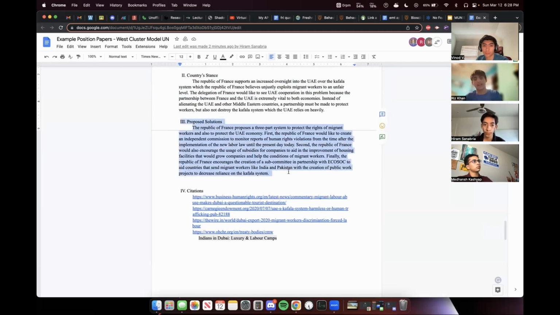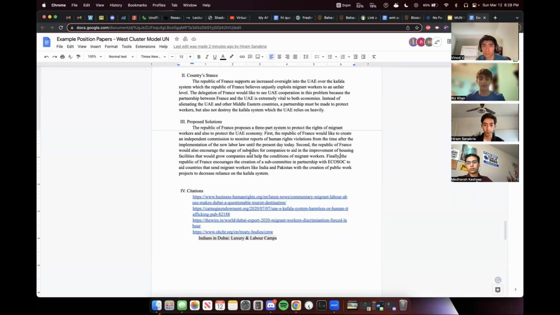Kind of like Madanch, I did a three-part system to protect the rights of migrant workers and also to protect the UAE economy. Similar to Madanch here as well, I did come up with an acronym. I called it the Triple M Action Program. So first we had, I think it was, monitor. It would be to monitor reports of human rights violations, and this would be done through an independent commission.